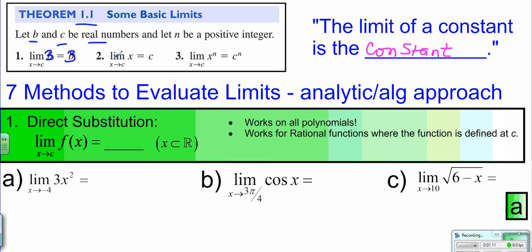Number 2, the limit as x approaches c of x is equal to c. Basically what we're doing is just replacing x. If x is moving towards c, then we can say x would be c. A linear function, 1-to-1. Number 3, x approaches c of the function x to the n power. We can replace x with c, and we will come up with c to the n power.